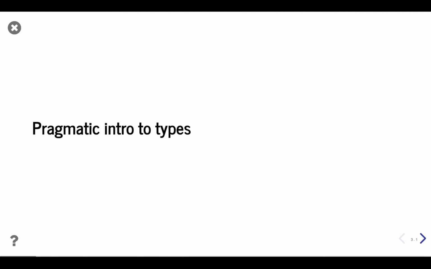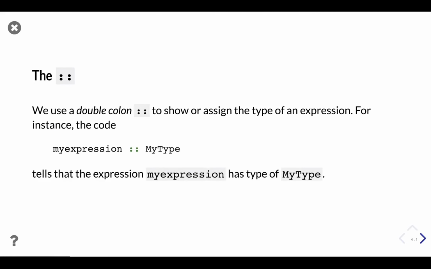Pragmatic introduction to types. As you recall, one way to think about types is that they are like a label that every expression of data has, and that it restricts how you can use that data. To show and assign that label, we use the double colon operator. We use double colon to show and assign the type of an expression.